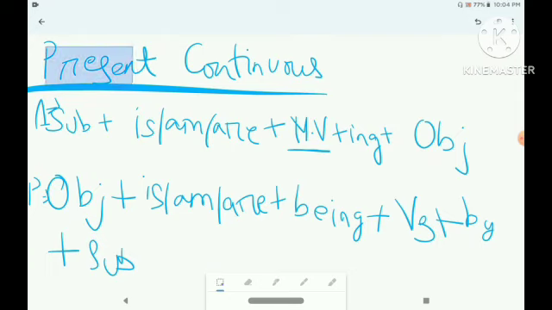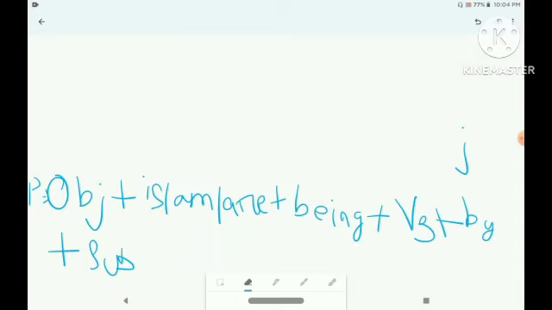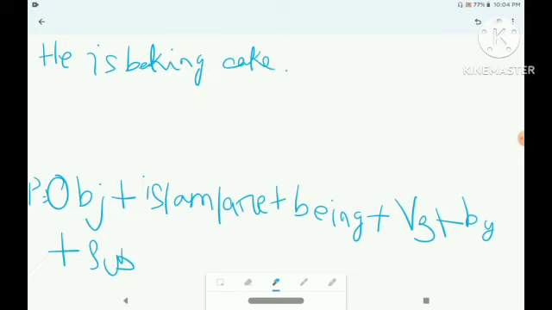Now let me take a sentence to make this more clear. I will use this structure. He is baking cake. Now we will bring the object to the first place. So our object is cake, so cake will come to the first place. Cake is singular, so we have to use is. Then being, cake is being.